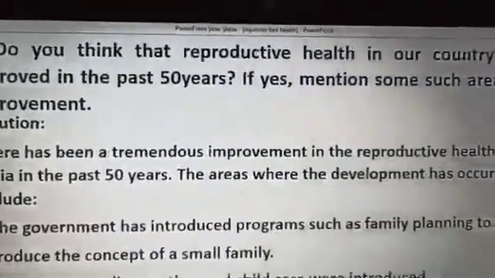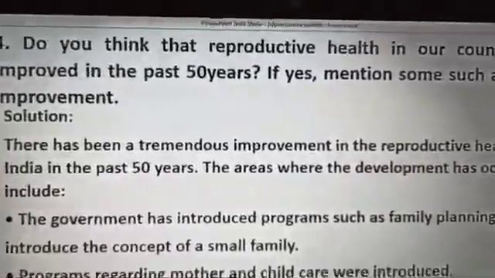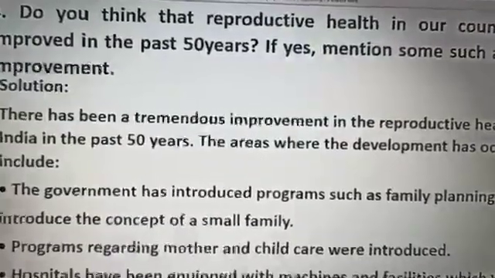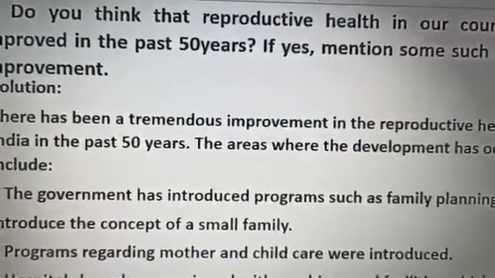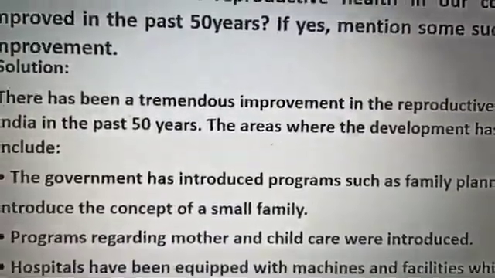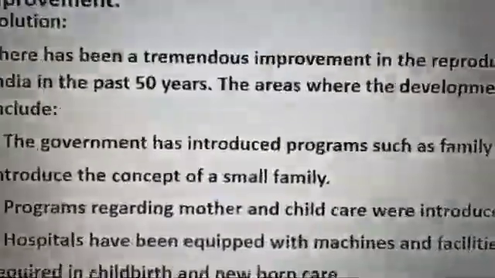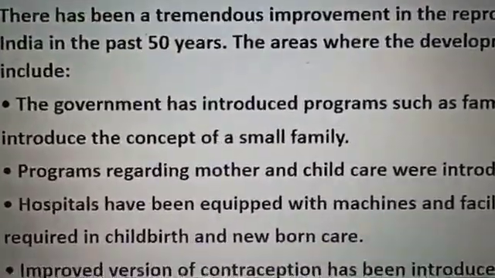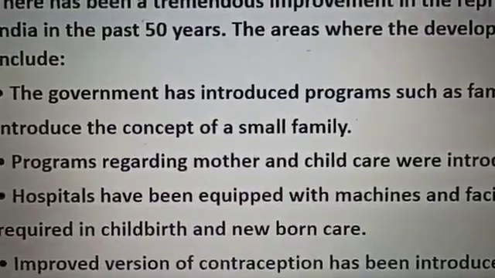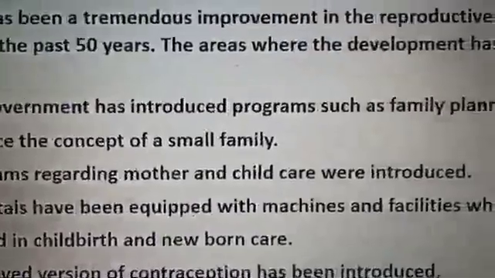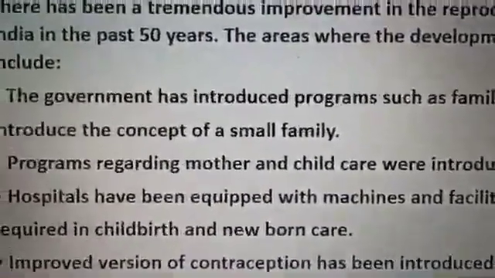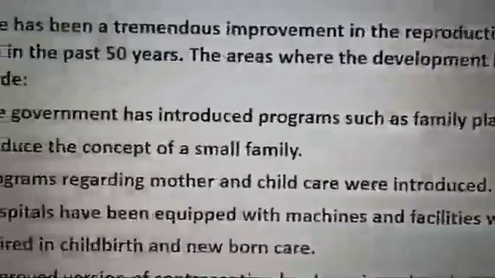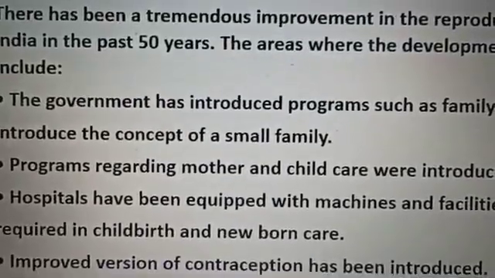Next is, do you think that reproductive health in our society has improved in the past 50 years? If yes, mention some such areas of improvement. Yes, reproductive health has improved in the last 50 years, and the areas of improvement are: the government has introduced programs such as family planning to introduce the concept of a small family. Second, programs regarding mother and child care were introduced. Next, hospitals have been equipped with machines and facilities which were required in childbirth and newborn care.